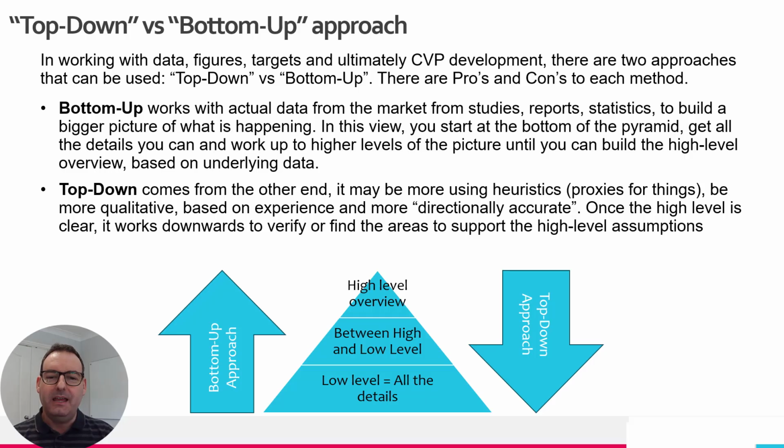Top down comes from the other end. It may be using more heuristics. So heuristics is a word meaning proxies for things. Proxies is a word meaning approximations. So sometimes it can be a gut feeling or even estimations or worst case guesses. But it's definitely more qualitative. So quantitative is based on numbers. Qualitative is based on more words and concepts, based on experiences, and can be more, in inverted commas, directionally accurate, which is a word you hear in the corporate world a lot.